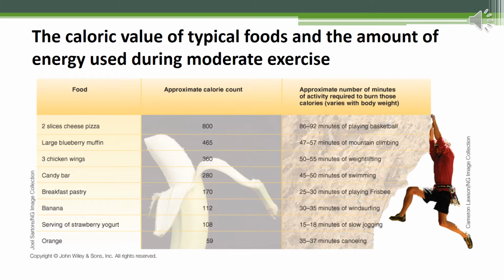Here's a chart which shows some types of food and the approximate calorie counts in each of these, and also has a column which has exercise suggestions to burn off these calories gained from each of these foods. And you can just look at this for reference material related to maintaining energy homeostasis.